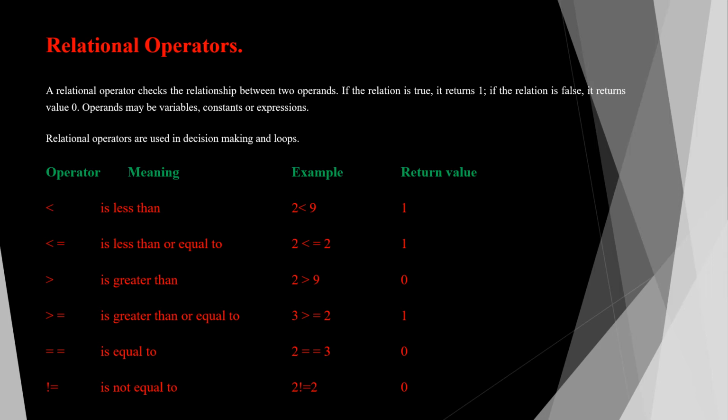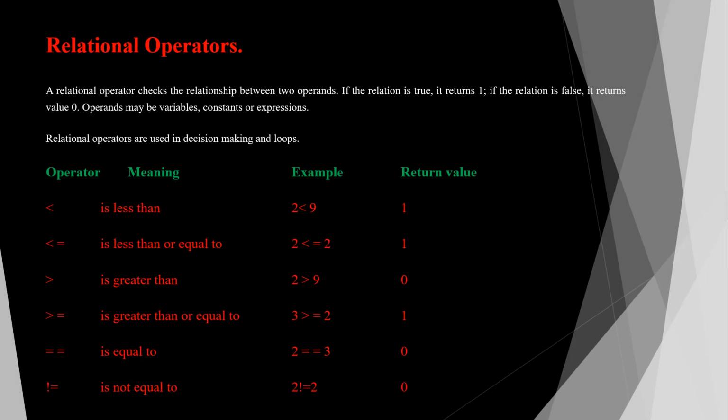The next operator is double equal, which means equal to. The example is 2 double equal to 3. Here the first operand is compared with the second operand. This condition becomes false because 2 does not equal 3, so it returns the value 0.